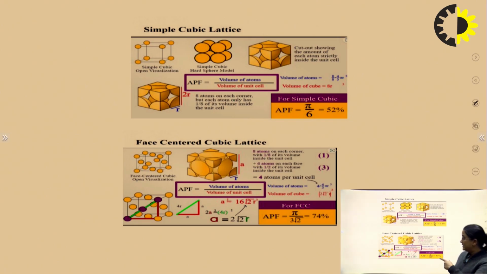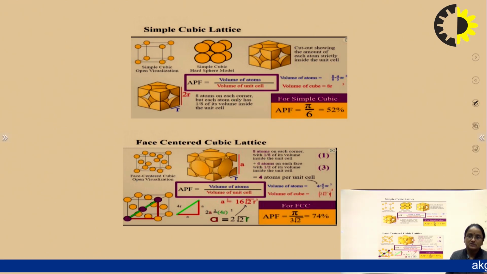In face centered, we have 8 atoms at the 8 corners plus 6 atoms at the 6 faces of the cube. What we have obtained after calculating the atomic packing factor is that in case of simple cubic, it comes out to be around 50%. In case of face centered, it is 74%.